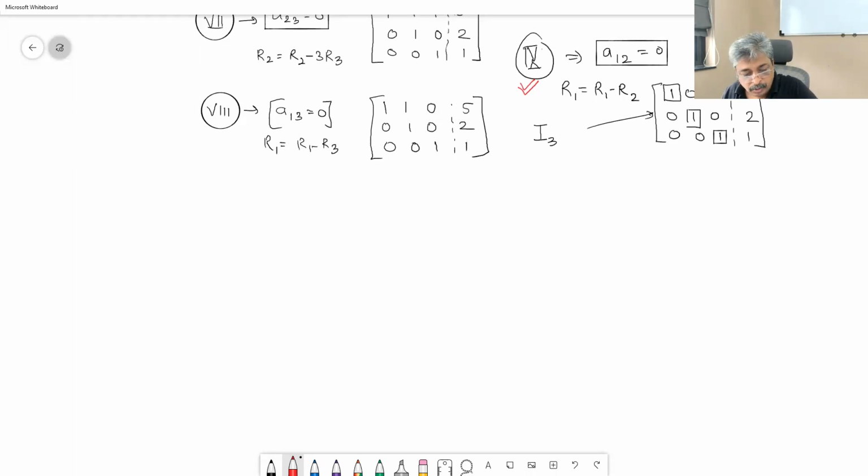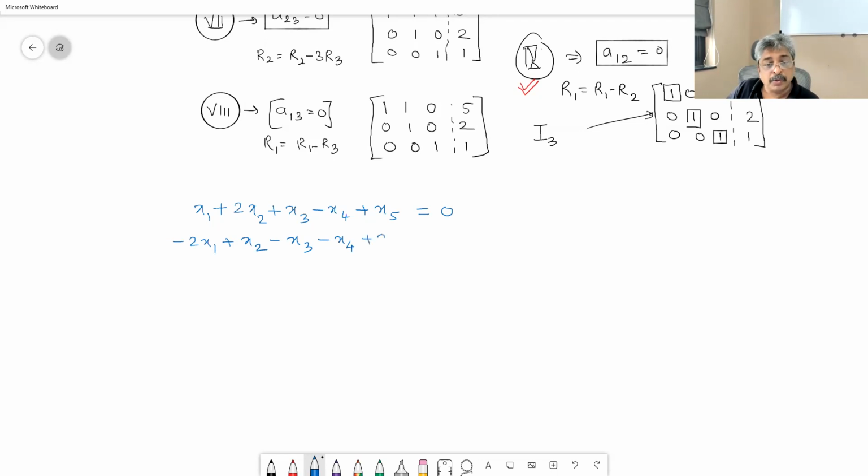Okay, so if you have understood this procedure, so as to practice and have control on this procedure, I give you a 5 by 5 matrix. x1 plus twice x2 plus x3 minus x4 plus x5 is equal to 0, minus 2x1 plus x2 minus x3 minus x4 plus 2x5 is equal to minus 3.